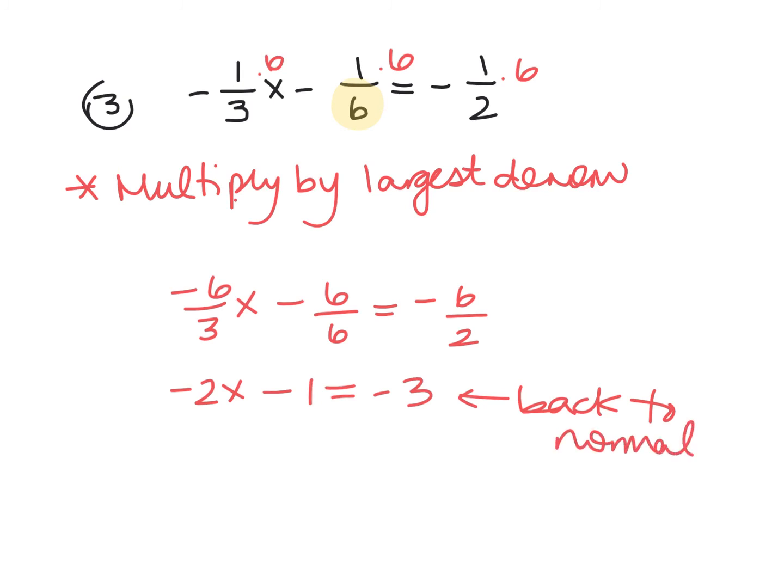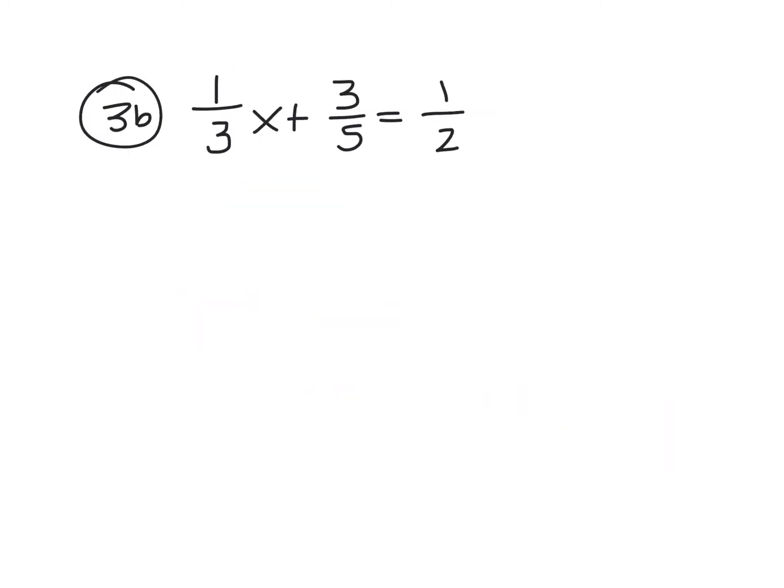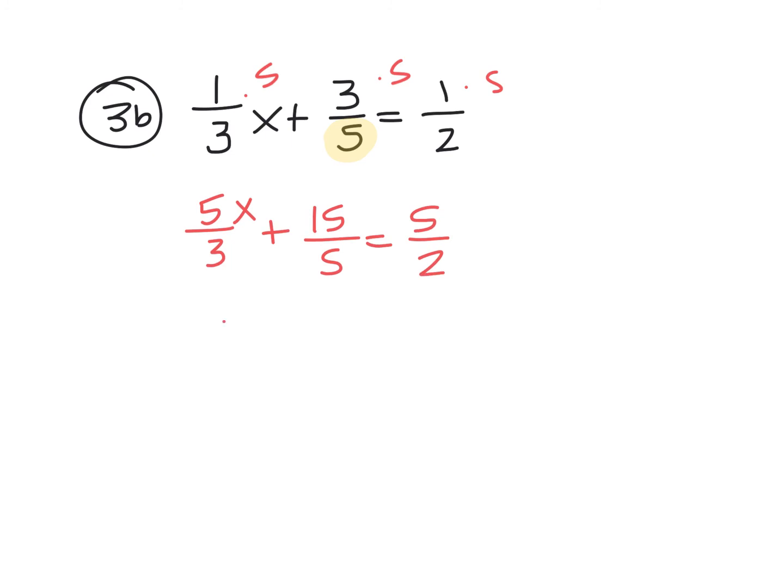Sometimes you may have to multiply twice. So here's an example of that. I'm going to start with the largest one, just like I told you, and multiply by 5. The problem will be if I multiply by 5, I'm just going to show you. This is going to give me 5x over 3 plus 15 over 5 equals 5 over 2. So that's going to get rid of one of my fractions, this one in the middle, but I still have the other two fractions because those don't divide.